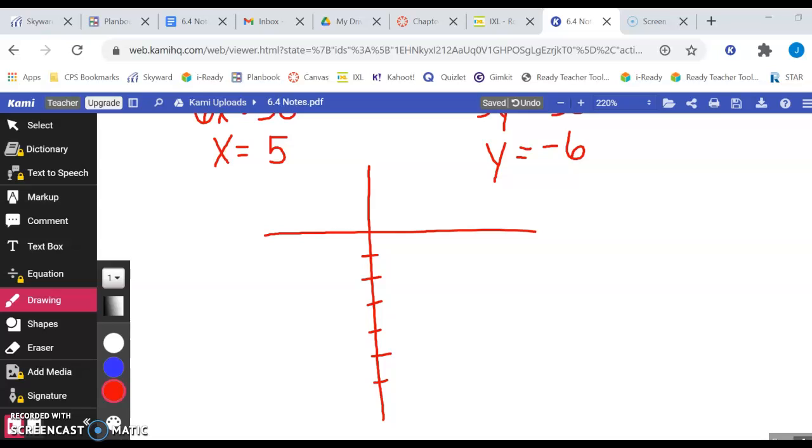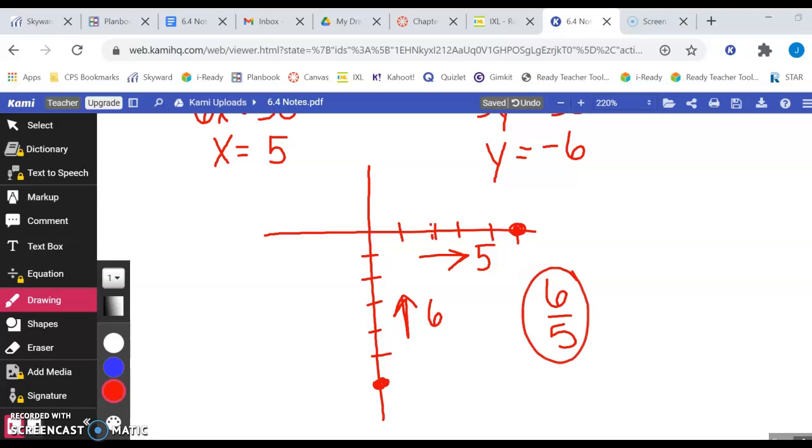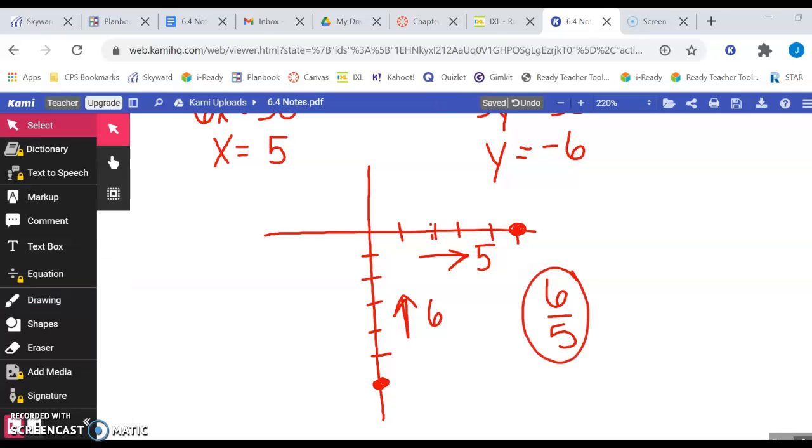So on the y-axis, our intercept is negative 6, so there'd be a dot there. And then for the x, I would have to go over to 5 and put a dot there. And to find the slope, I would find the rise over run of those 2 points. So I would have to go up 6, and I would have to go over 5. So my slope would be 6 over 5. So that's if we found the intercepts.